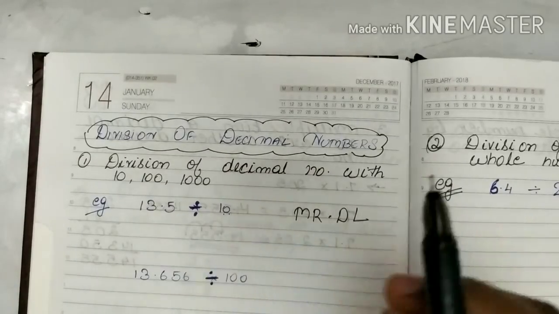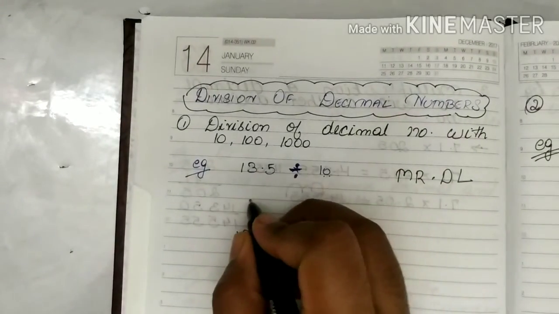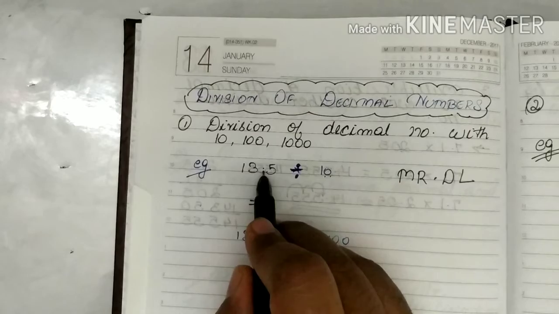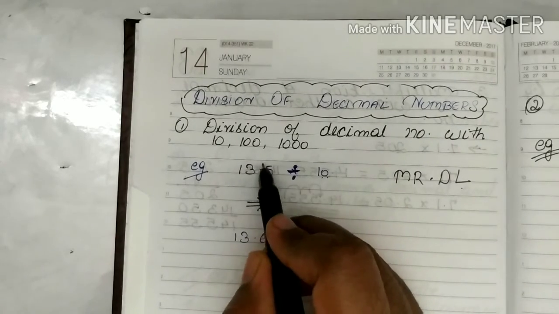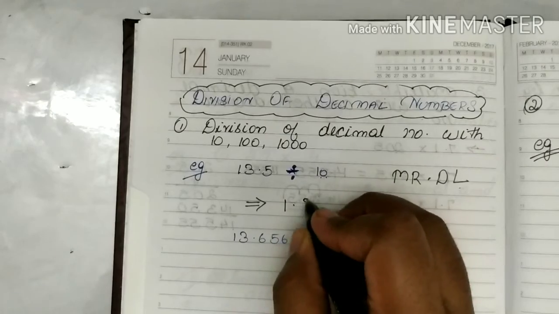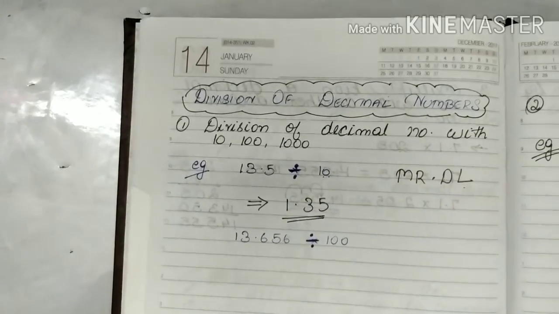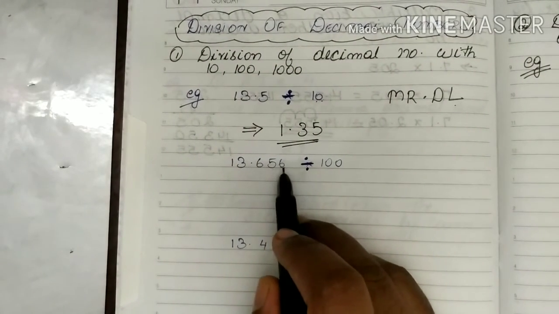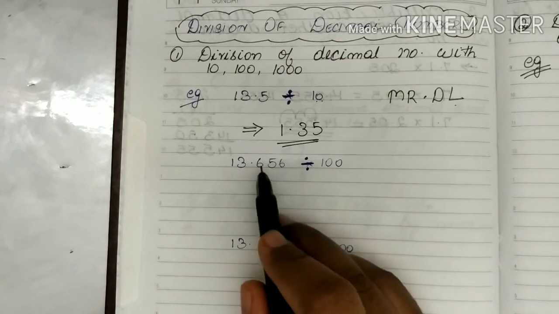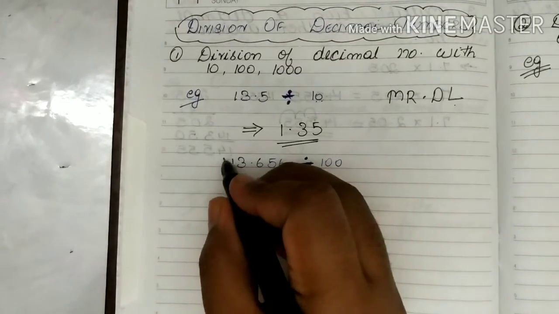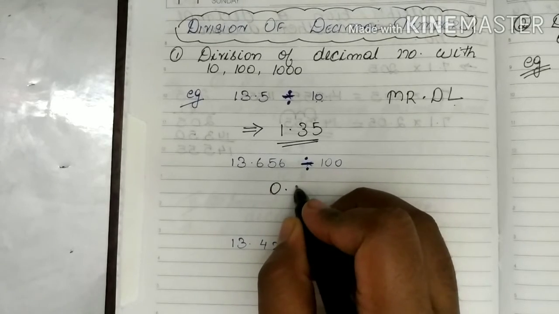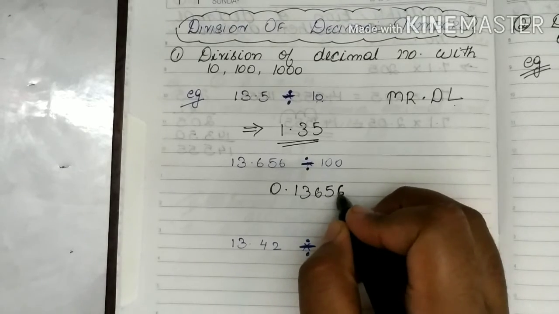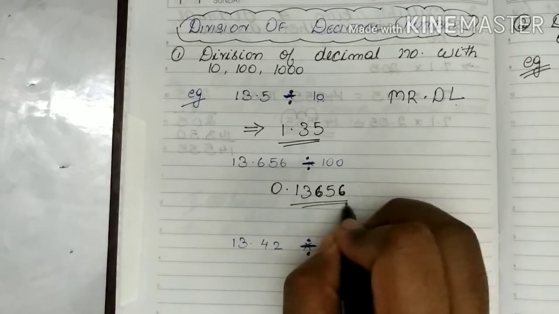So let me show you. This is the first example, that is 13.5 divided by 10. The point will move left, and the answer will be 1.35. Now let's see the next question. 13.656 divided by 100. 2 zeros are there, so the point will move 2 places left. So the answer will be 0.13656. Right? So this is the answer.